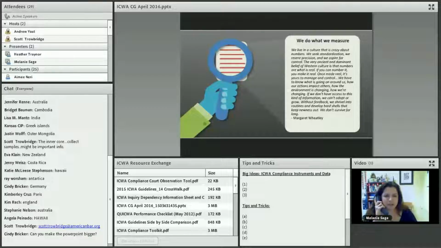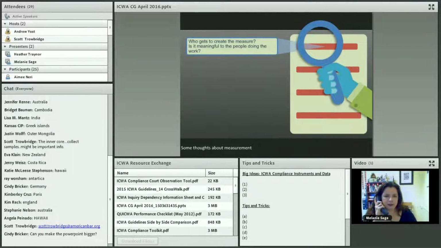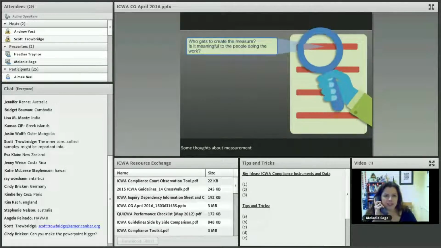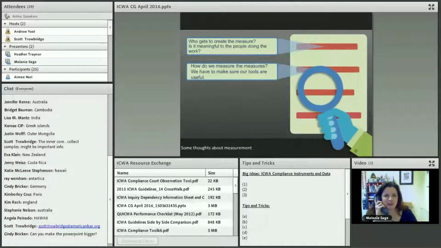So with that said, some questions that I think are good to start thinking about if you're thinking about evaluating compliance in your own community are questions like these. Who gets to create the measure? And is it meaningful to the people who are doing the work? And maybe even more importantly, to the people who are affected by the work? How do we measure the measures? How do we know that the tools we're using are actually useful in the end? And how are we going to use the outcomes?